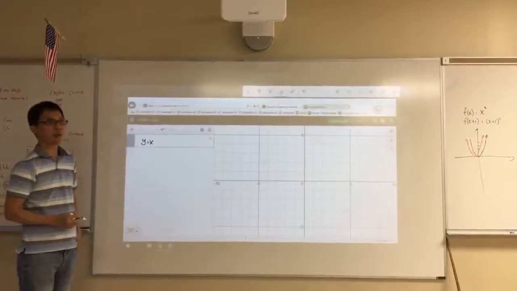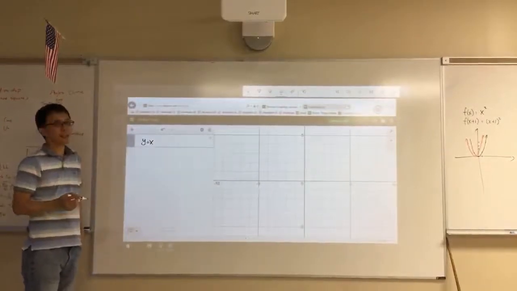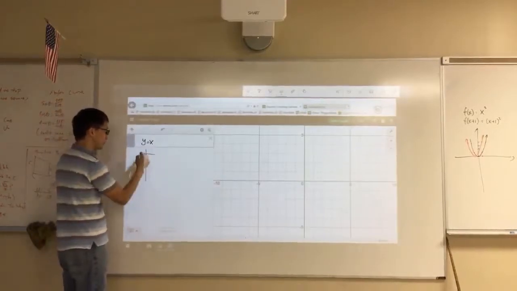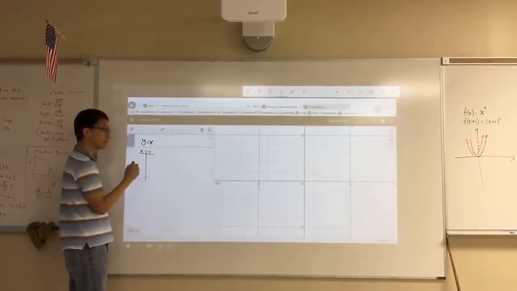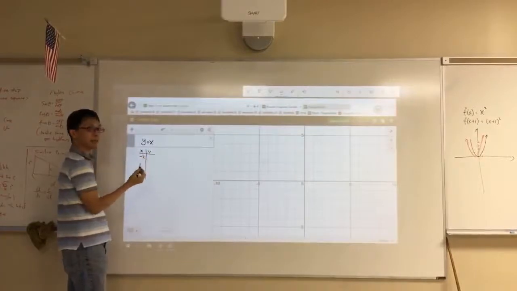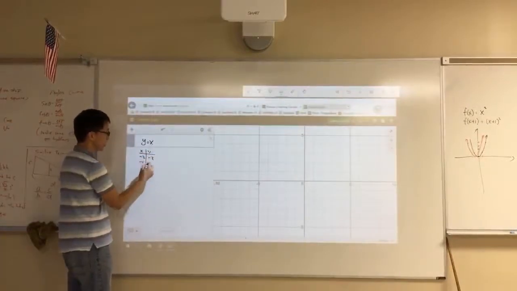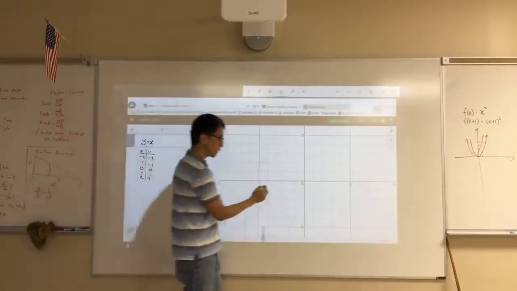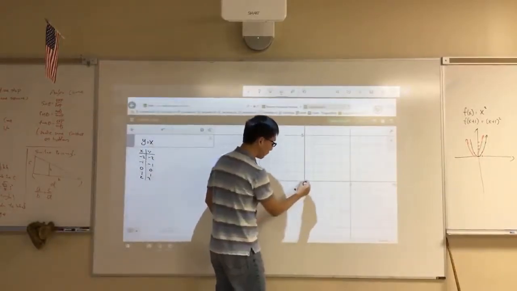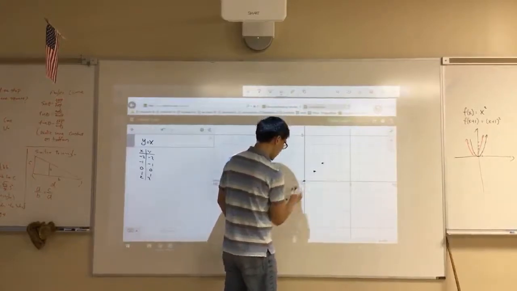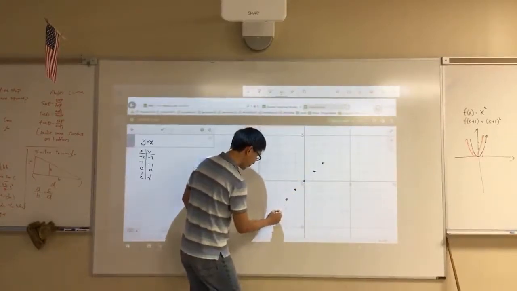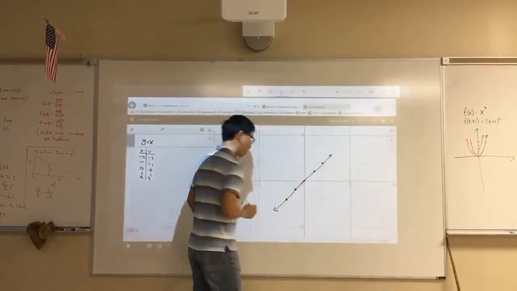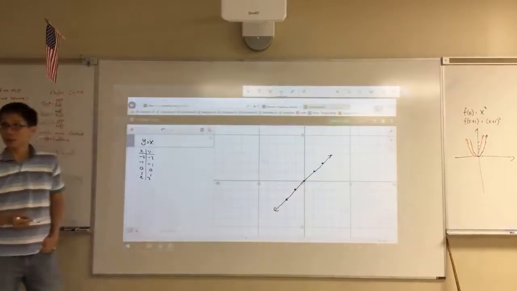Y equals x is one of the things that we've been doing for a while. If I were to do a t-chart, that means I plug in x and y. If I plug in -2, what am I going to get? -2. -1, -1, 0, 0, 1, 1, 2, 2, right? So basically it's going to form those points. I'm going to go through really fast, and the line is going to keep on going. This is an easy one, but we're going to talk about a lot of things on this function.